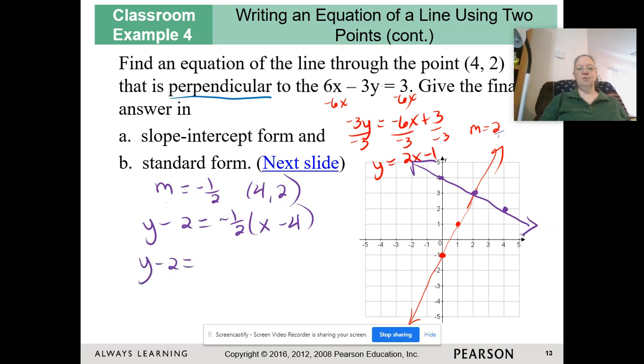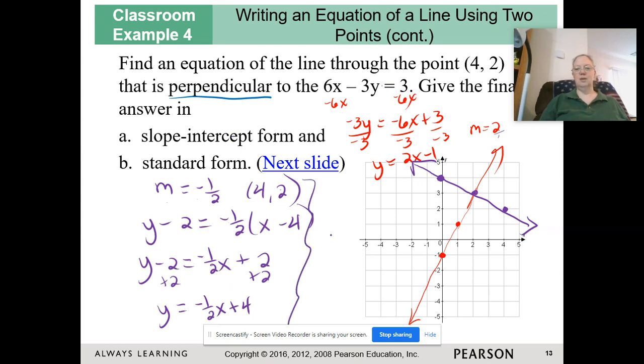Not sure I gave myself enough room. We're going to distribute. Negative times a negative is a positive. You guys know what 1/2 of 4 is, right? And I get y is equal to -1/2 x plus 4, which sure enough, my y-intercept was the point (0, 4). So this is my slope-intercept form.